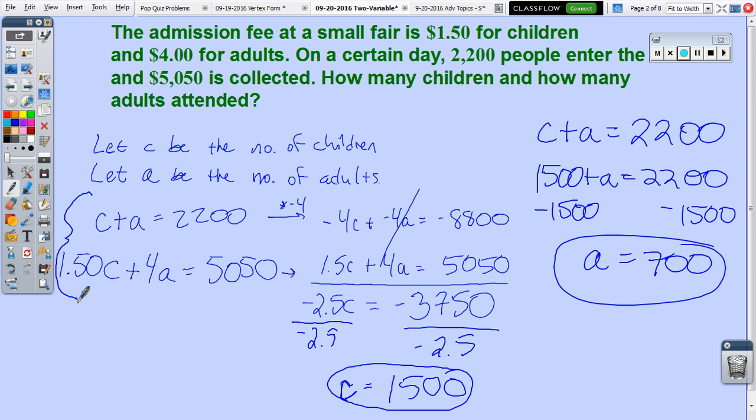So let's see, the first one, 1,500 plus 700 is 2,200. Now with the calculator, if I plug in 1,500 into C, what's 1.5 of 1,500? Is that 2,250? Plus 2,800 would be 5,050. So it works. Okay, check here and check here.